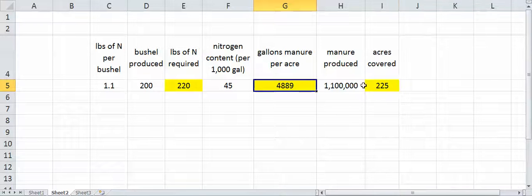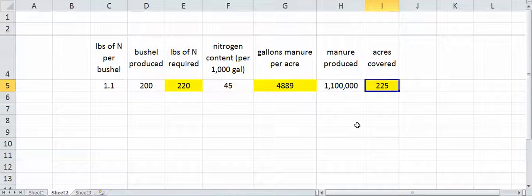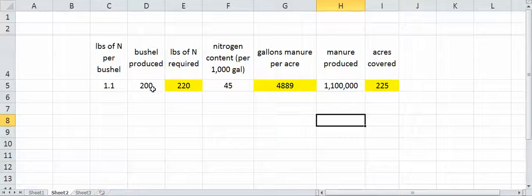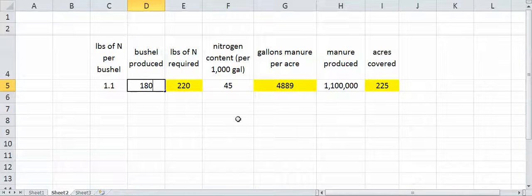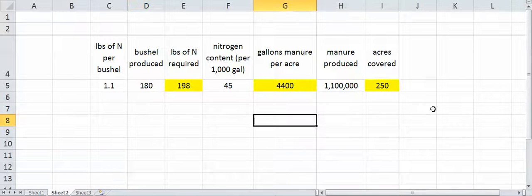I can have my spreadsheet round for me too. Anyway, real simple spreadsheet there. Computing bushels, or excuse me, computing pounds of N required, compute gallons of manure per acre required, compute acres covered.